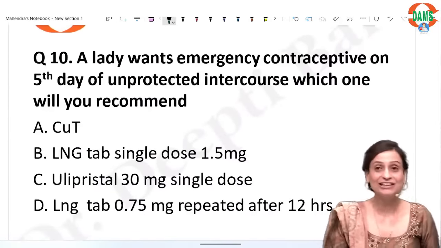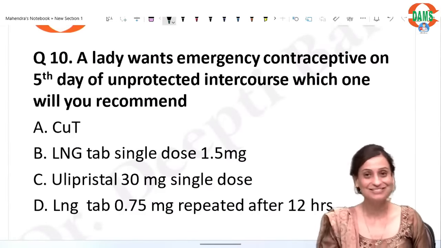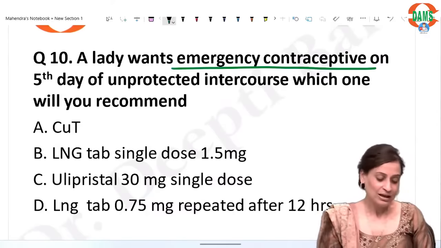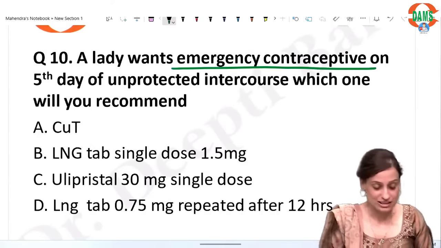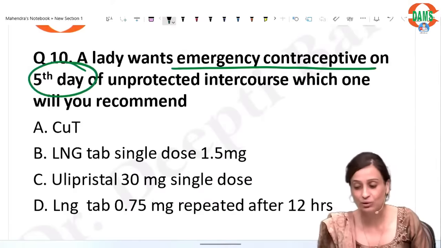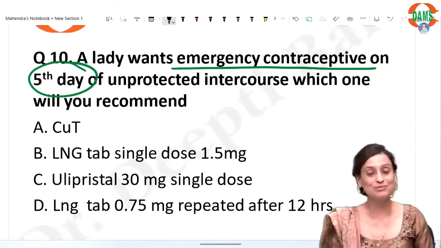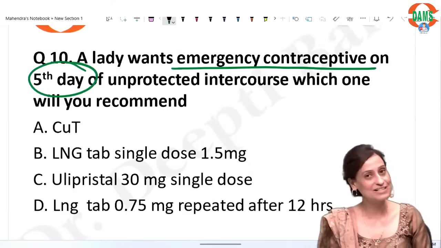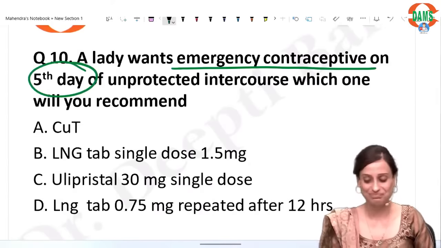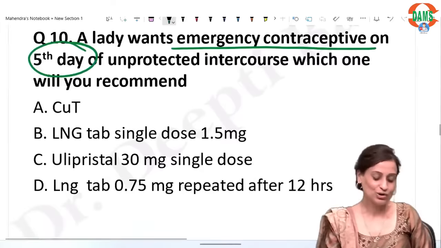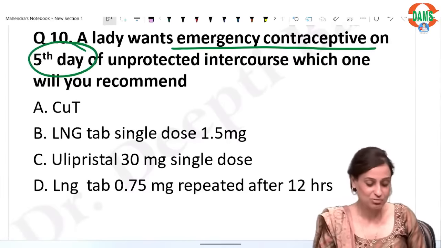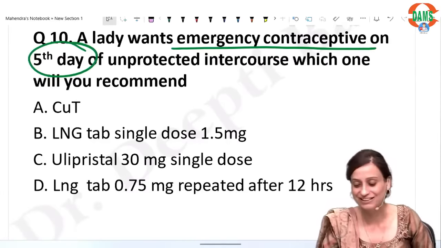Again, an important topic, and you usually get questions. So a lady has come for emergency contraception on the fifth day of an unprotected intercourse, what will you recommend to her? What is going to be the answer? So quickly comment in the answer box and then we will discuss. What is the answer for this one? So are you going to give her LNG tab? Are you going to give her ulipristal? Or are you going to give her copper T?